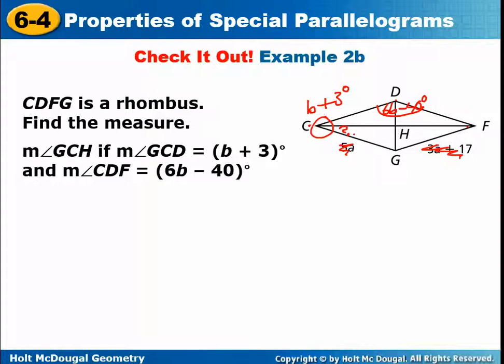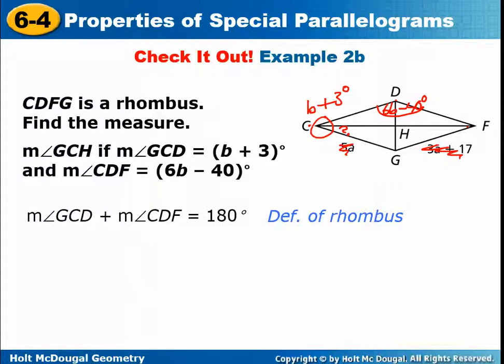So we're given a lot of information, but not enough to find the measure of the angle we're given yet. So what we need to do is remember that the measure of angle GCD plus CDF is 180 degrees. And the reason for that is because of one of the parallelogram properties that says that the consecutive angles will be supplementary. Because a rhombus is a parallelogram, so that means it follows the parallelogram theorems.